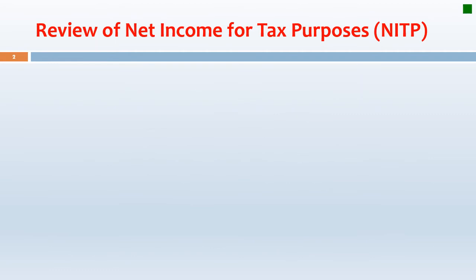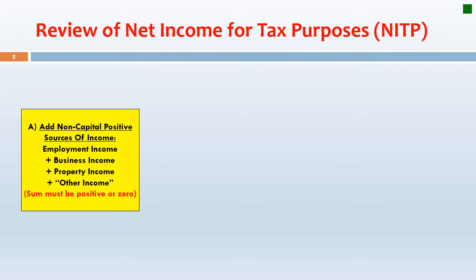Before I attempt the problem, I'm briefly going to summarize the aggregation of net income for tax purposes described in the textbook. Recall from your readings that net income for tax purposes is the aggregate of many different types of income, losses, and deductions. Start by adding together all positive non-capital, which means not capital gains, sources of income. This includes any employment income, business income, property income, and any other income the taxpayer earns during the year. Note that we're adding positive values here and not losses. Losses are deducted later in the aggregate formula.